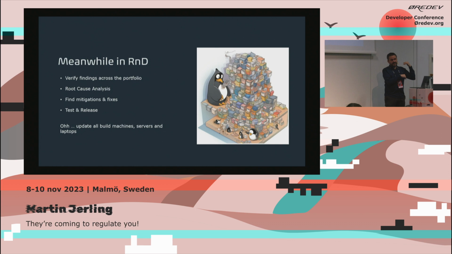So if they're connecting to your backend, how do you manage that? You do the root cause analysis, you try mitigations, fixes. Your customers start to ask you, when can we have the release that fixes it so that we can move on with our daily business?